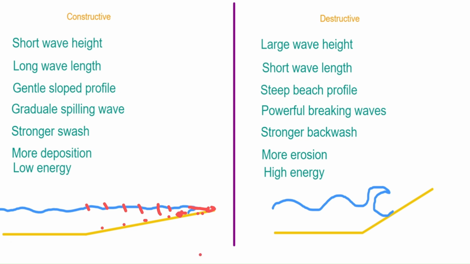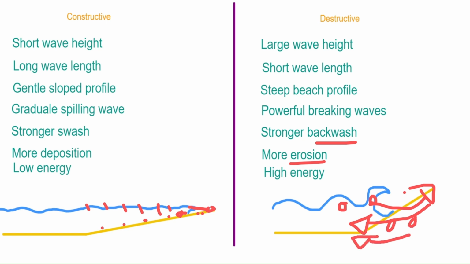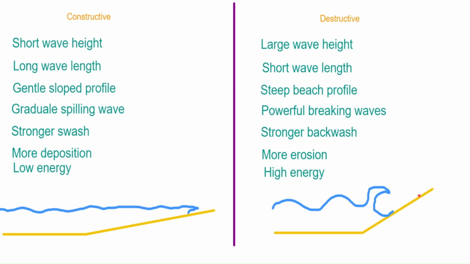On the other side, the break happens very quickly. A high energy wave is able to carry more sediment a little bit further, crash onto the beach with high energy, and is able to cause more erosion and a stronger backwash. So a powerful breaking wave will have a very powerful backwash which will come back carrying sediment off the beach with it. So it could have brought large sediment onto the beach and taken small sediment off the beach, and sometimes that gets deposited in an offshore bar or something like that.